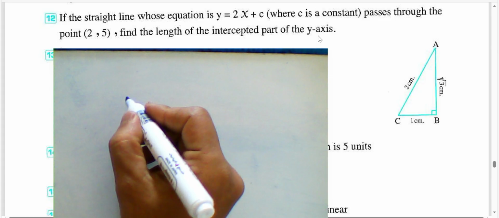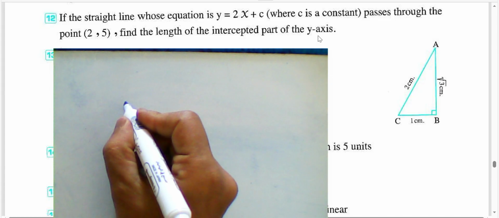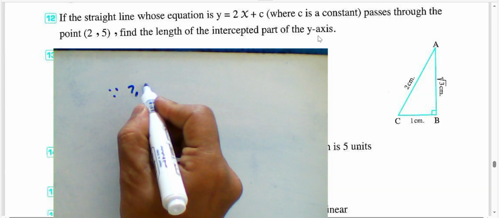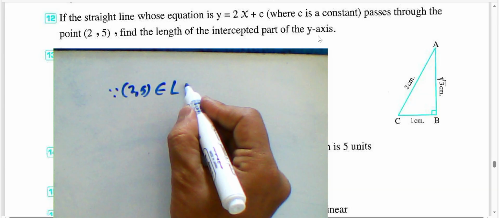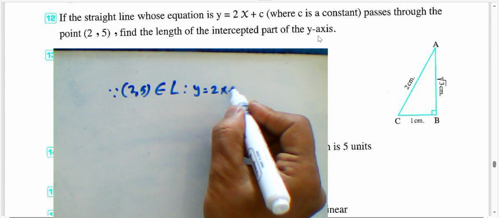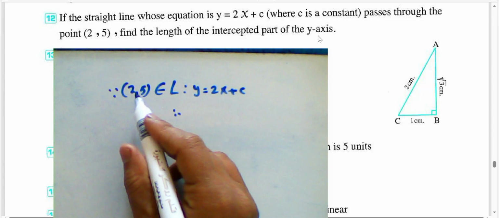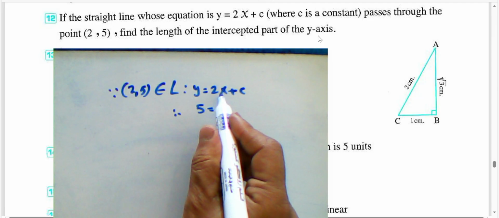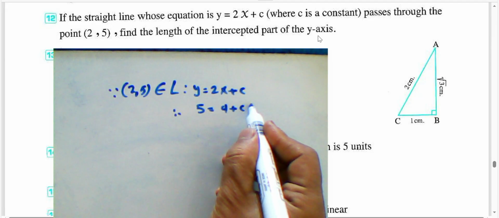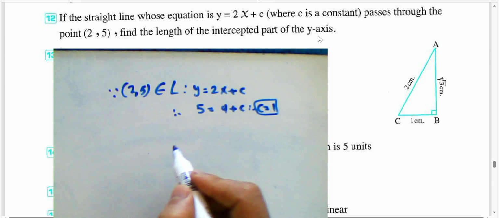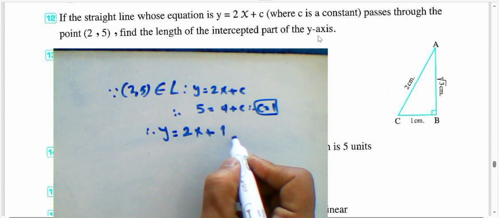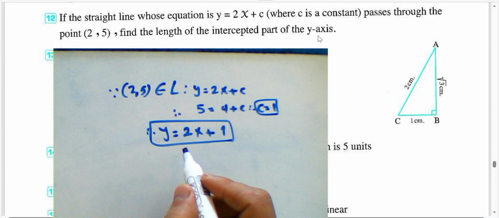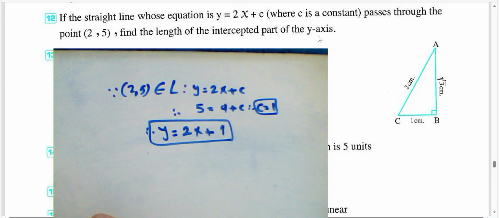First step, okay, such that the point (2, 5) satisfies the equation y equals 2x plus constant. Then put y equals 5, 5 equals 2 times 2, 4, plus constant, then the constant here will be 1. So the equation will be y equals 2x plus 1. Now find the length of the intercepted part of the y-axis.